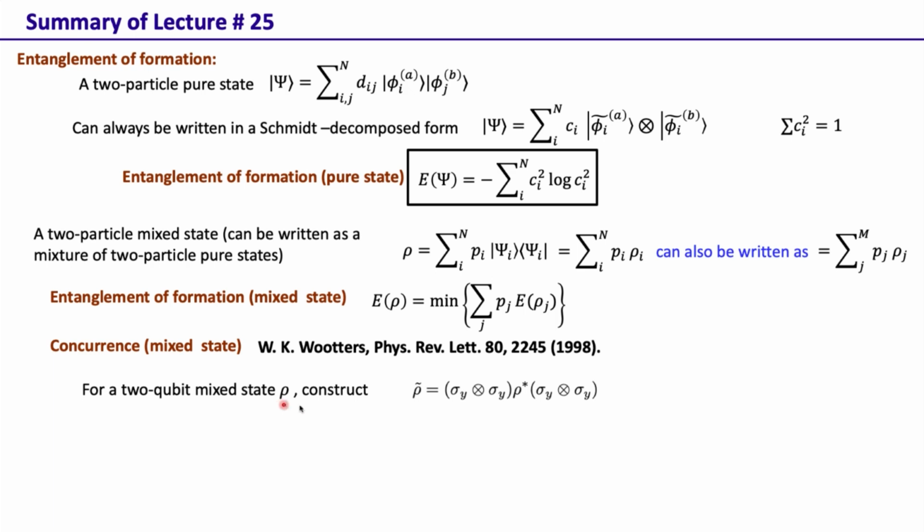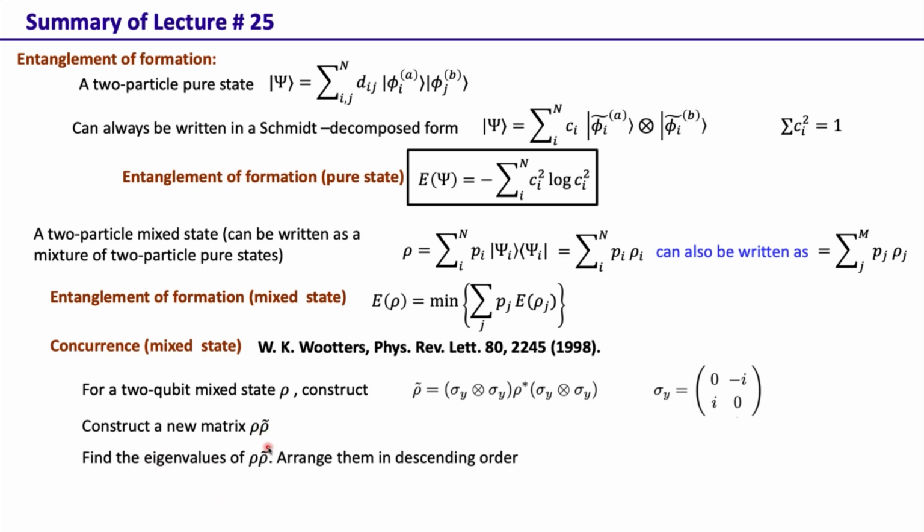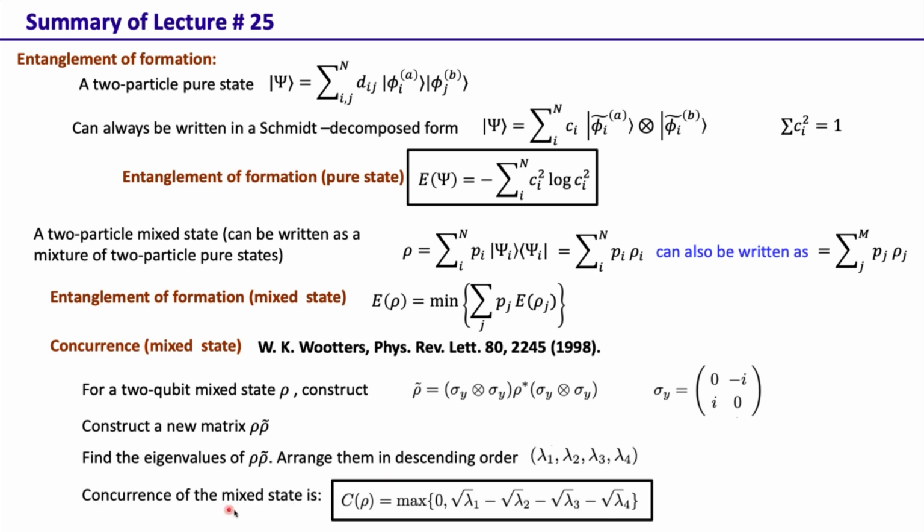It goes like this: for a given mixed state rho, one constructs this rho tilde, where sigma y is the Pauli matrix, then constructs a new matrix, finds the eigenvalues, and arranges them in descending order. Then the concurrence of the entangled mixed state is given by this formula, which is the maximum of 0 or this quantity.